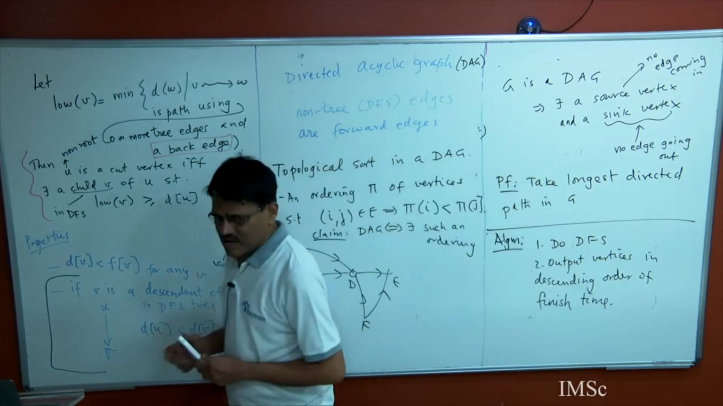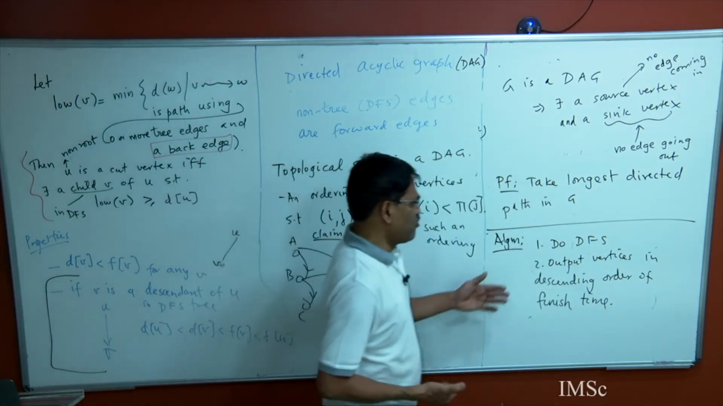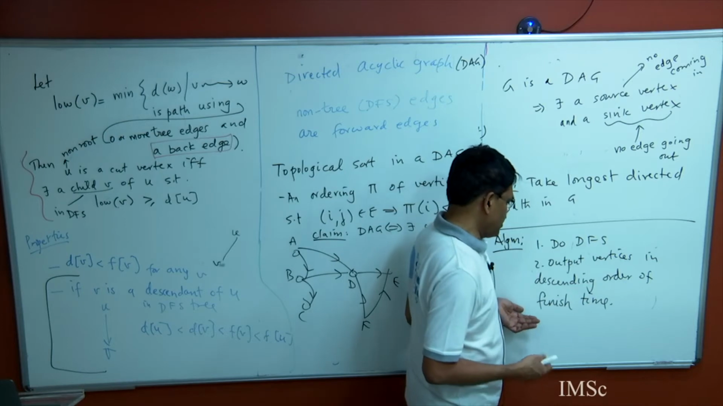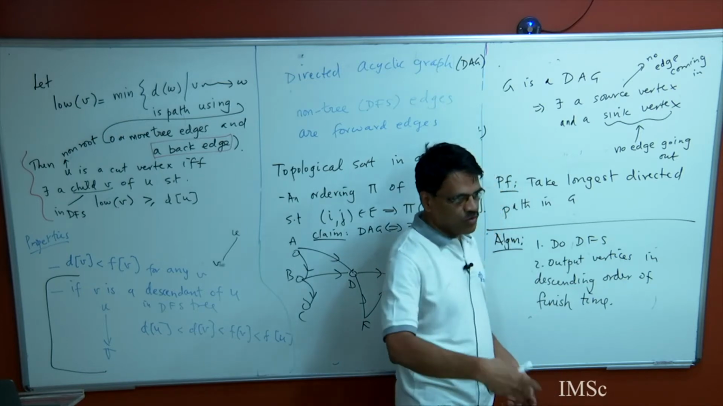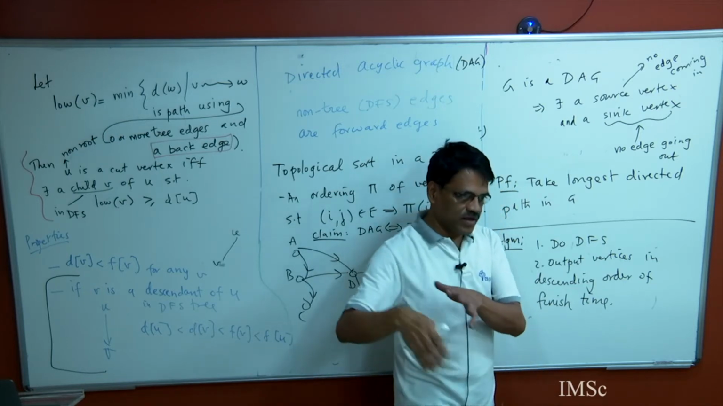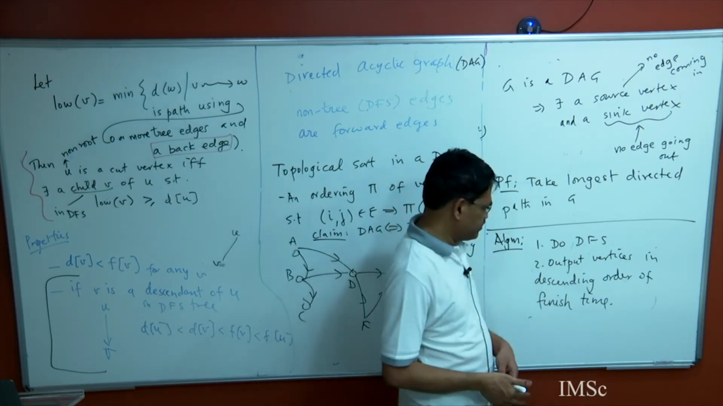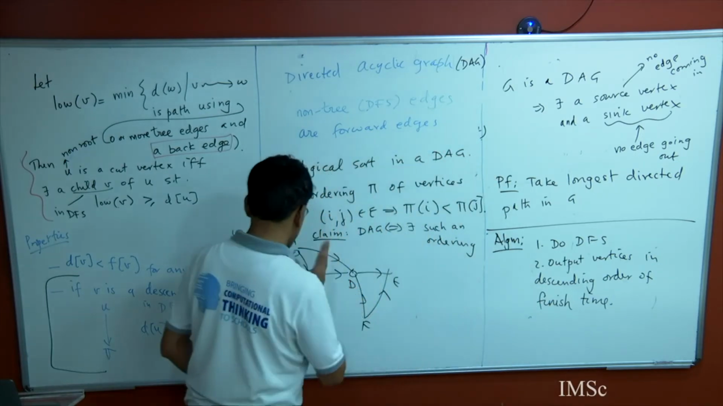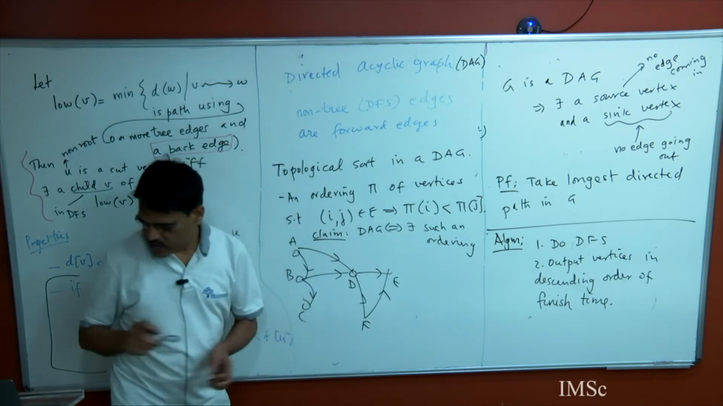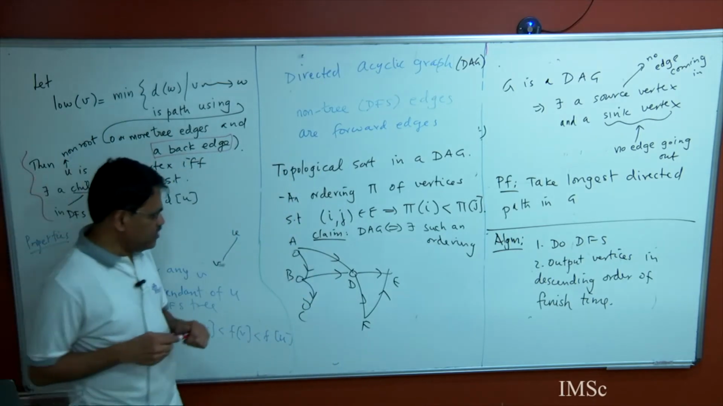In fact, you don't need to even finish this and come. As and when you finish somebody, you just output it, and add it to the end of the list. Why is that? Let's see how I would do a DFS on this.